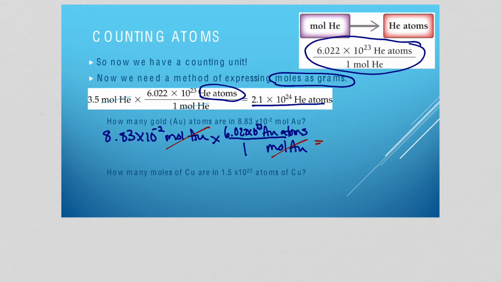If I do my math, I get 5.317, etc. on your calculator, times 10 to the 22nd gold atoms. Now, we can't forget about significant figures. We look at our original number of moles, which had 3 significant figures, so we're going to round to 3. So 5.32 times 10 to the 22nd gold atoms.